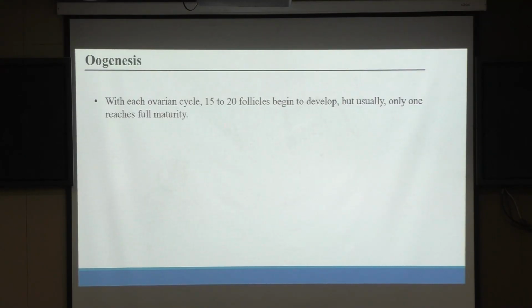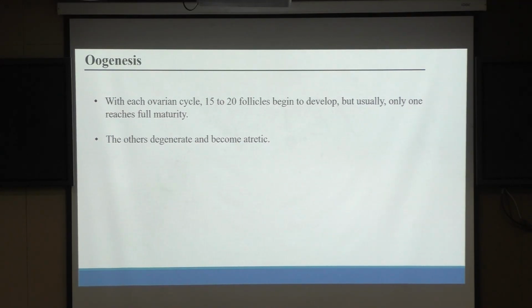Okay. Now, what happens during puberty? For each monthly cycle, there will be some 15 to 20 follicles. They tend to develop and tend to mature. Right? Every month there will be around 15 to 20 follicles. But usually among these 15 to 20 follicles, only one follicle will reach its maturity. The other follicles will become atretic.